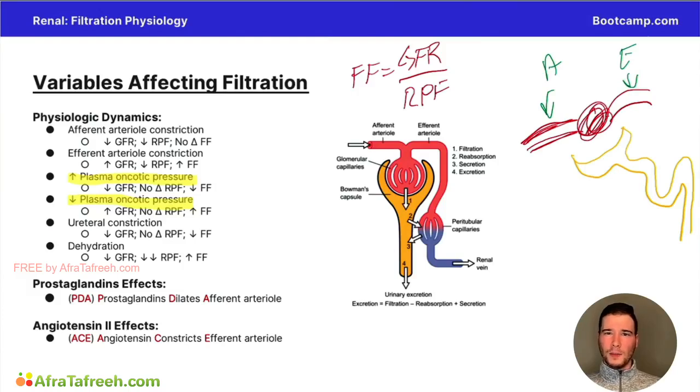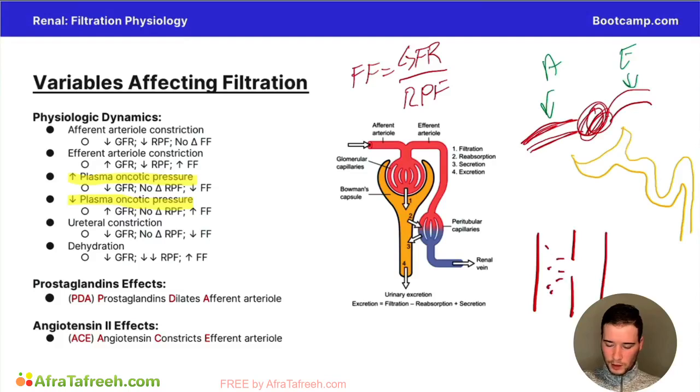Moving on to increased plasma oncotic pressure and decreased plasma oncotic pressure, they're essentially the opposites. So I like to think about them in the same way. If we increase the plasma oncotic pressure, remember we said if we have a bunch of solutes on one side, so a lot of solutes over here, only a couple solutes over here, where does the water go? Osmosis tells us the water goes from a low solute concentration to a high solute concentration. So it's going to go that way.